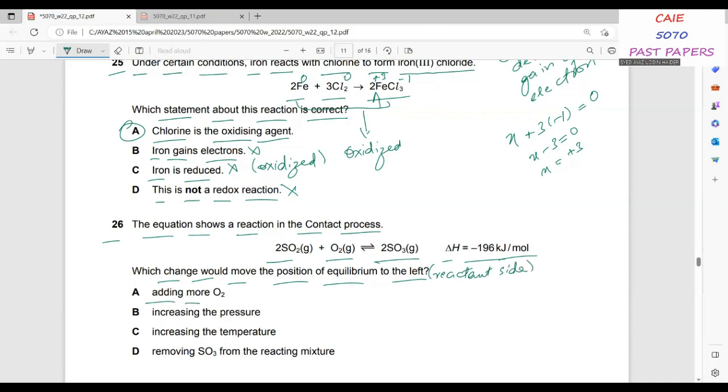A, adding more O2. If you add more O2, it will shift to the right-hand side or the product side. So this is wrong. B, increasing the pressure. If you increase the pressure, the equilibrium will shift to the side with fewer moles of gas, which means the product side or right-hand side. This is again wrong. C, increasing the temperature. Increasing the temperature is correct because forward is exothermic, backward is endothermic. So equilibrium will shift to the left-hand side or the reactant side. So this is the right choice.